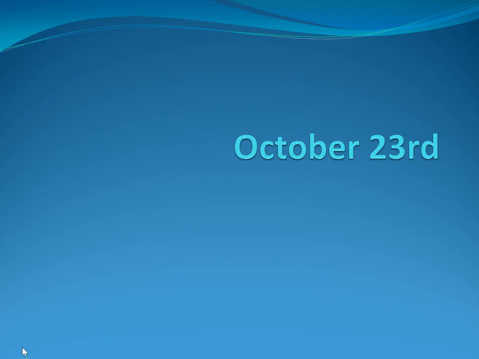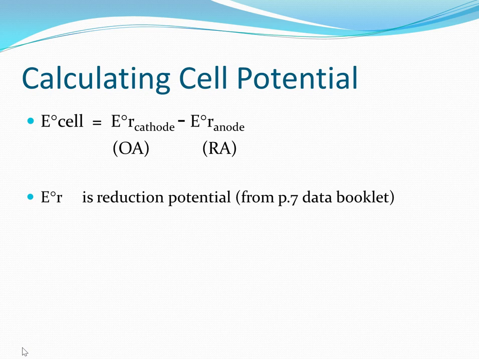Today's video will describe how chemists can determine how much electricity can be made by or required for electrochemical cells. The cell potential for a chemical cell is calculated by using the reduction potentials from the reduction half reaction table that is found on page 7 of your data booklet.